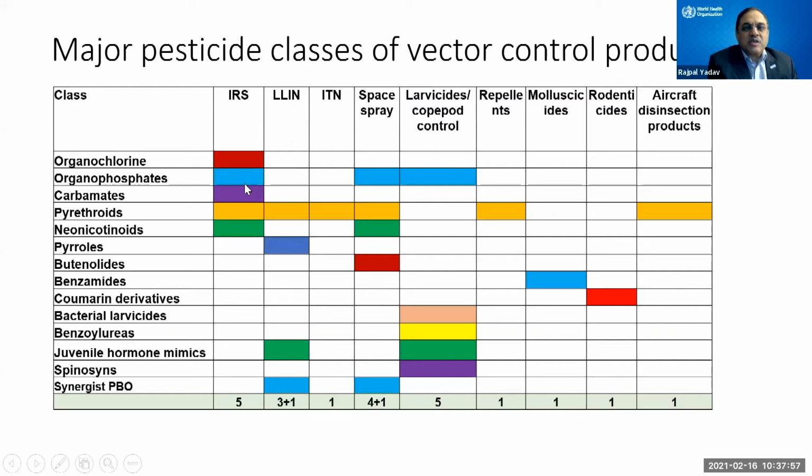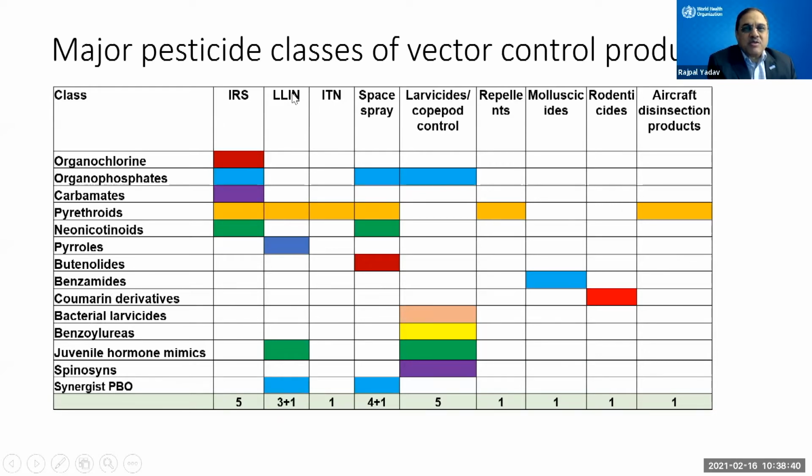Until now, we thought that there were only 4 classes of insecticides used in vector control, but actually I have prepared this summary slide to give you an overview of the major pesticide classes that are used in different ways for vector control. So if you look at IRS, indoor residual spraying, then we have 5 classes now. Earlier we had OC, which is DDT, organophosphate, carbamate, and pyrethroids. But about 3 years ago, another compound called clothianidin was added, and this is a neonicotinoid class. So for IRS purposes, we now have 5 classes.